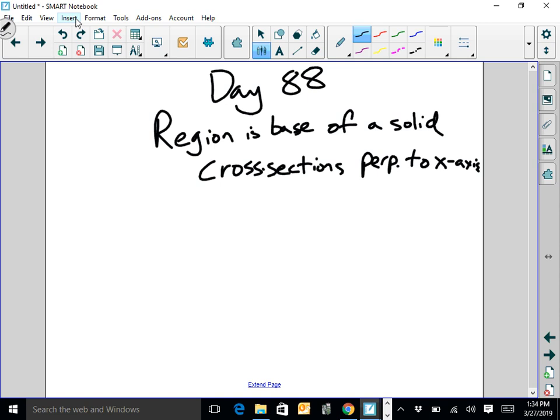Today we're looking at the last big topic in this unit. We're looking at regions trapped between two curves. Now it's going to be the base of a solid, and we're going to look today at cross sections that are perpendicular to the x-axis. Once again, this is kind of hard to illustrate, but I'm going to try my best. Here's what we have.